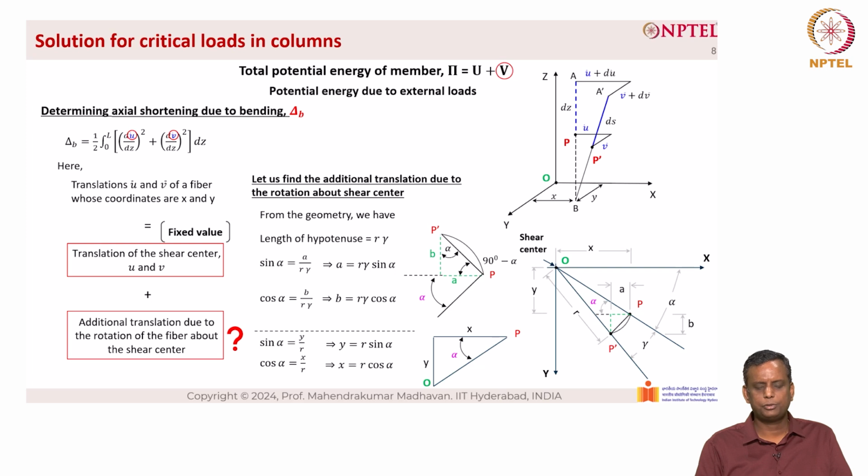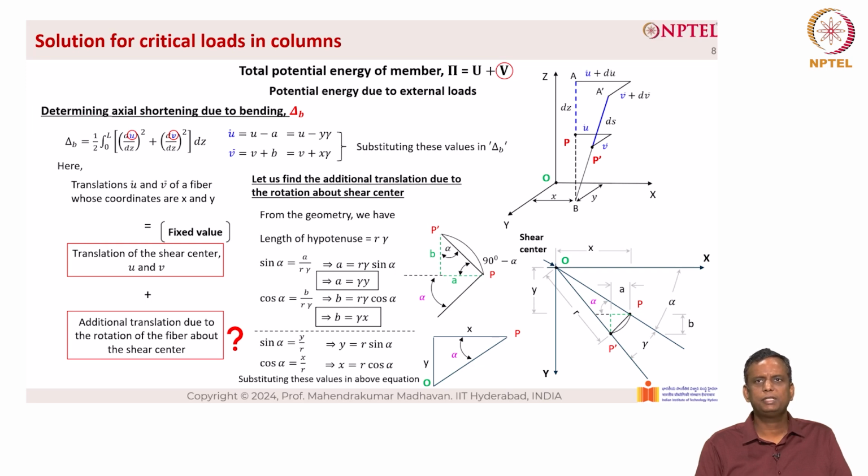Now, we can substitute y equal to r sin alpha and x equal to r cos alpha in the above equation. When we do so, we have A equal to gamma into y and B equal to gamma into x. Now, u bar is given as u minus A and v bar is given as v plus A, as you can see from the figure. So, which means that u bar is u minus y into gamma and v bar equal to v plus x into gamma based on the values of A and B that we have derived below.